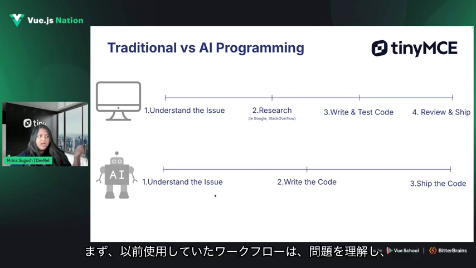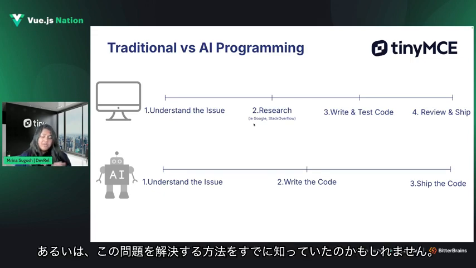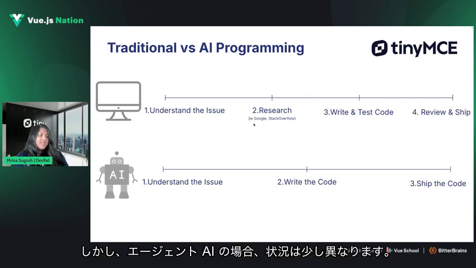First, the workflow that we used to use before was understanding the issue, researching in Google or Stack Overflow or however you used to research, or maybe we already knew how to solve this problem. Write a task, code, review, and ship. Cool. But with agentic AI, it becomes a little different.